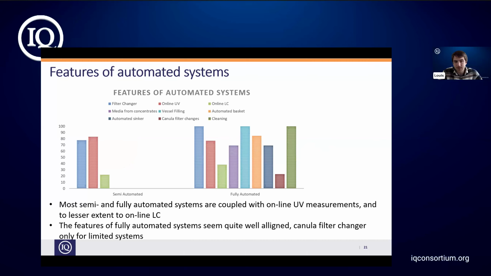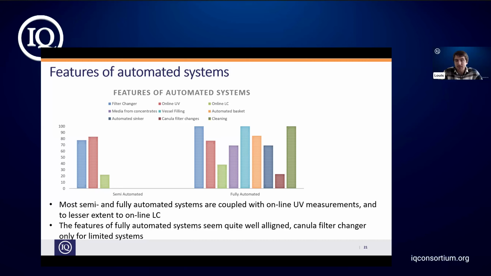And this first question contains quite a lot. So basically we asked, what type of features does your automated system have? So maybe starting with semi-automated system on the left, we asked for three features. And one is a filter changer. Johanna alluded to it before. You can either change the filter or not change the filter during the dissolution test. But if you don't have an automated filter changer, you will not be able to change it.